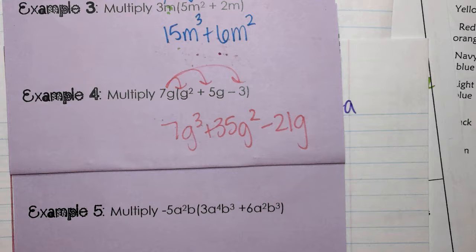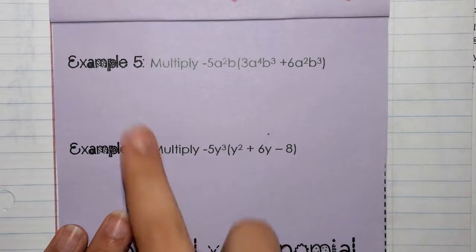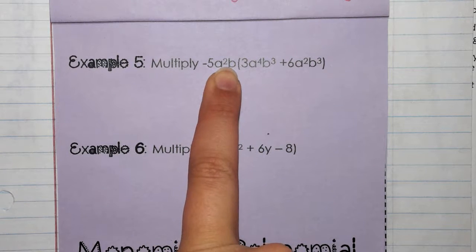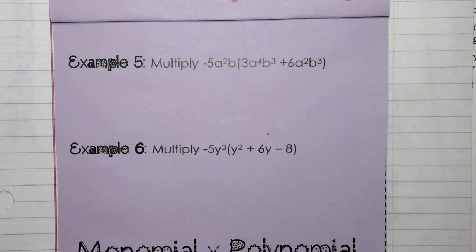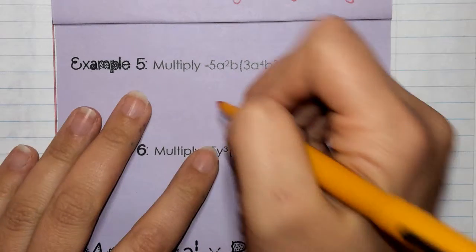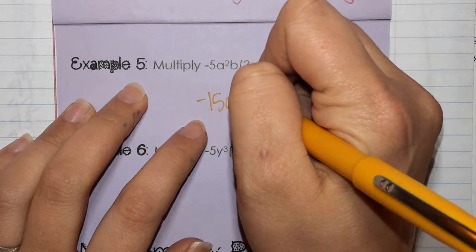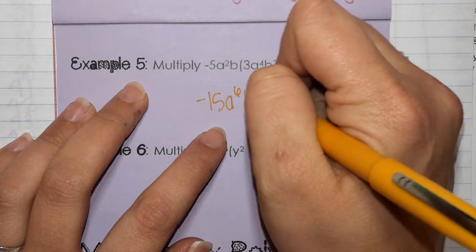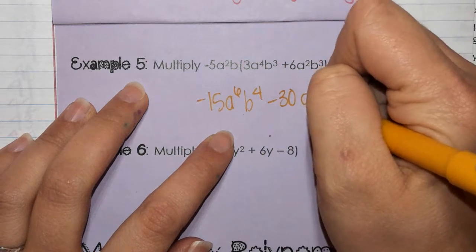Okay. All right. So example 5, we have negative 5a squared b. Now, are we going to do anything different just because we have two variables? No. Do y'all want to try it without me? Okay, try it without me. Parker, can you tell me what you got for example 5? I got negative 15a to the 6th power, b to the 4th power, minus 30a to the 4th power, b to the 4th power.